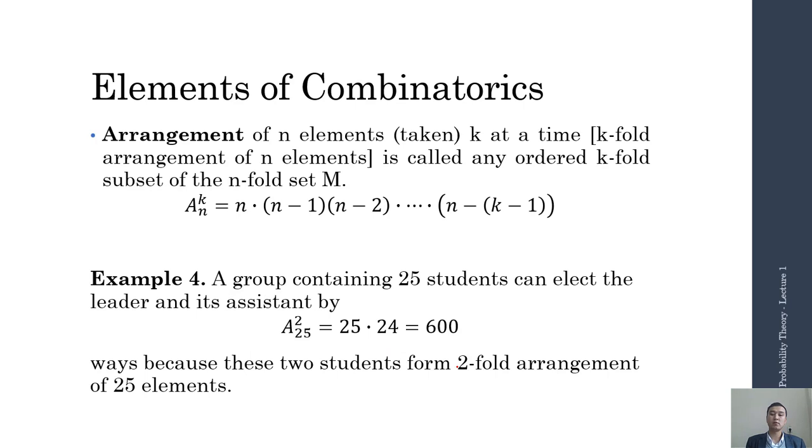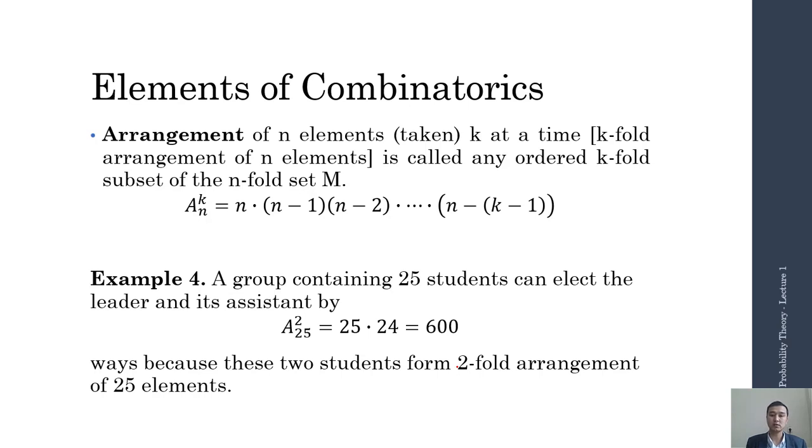Now we move to elements of combinatorics. We are done with the first and second lesson plan. Now we are in the third plan, which is elements of combinatorics. We use these elements to count the number of ways of an event occurring.